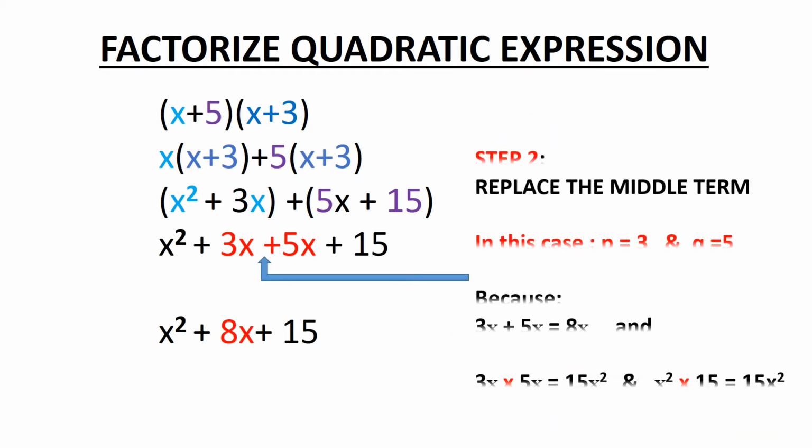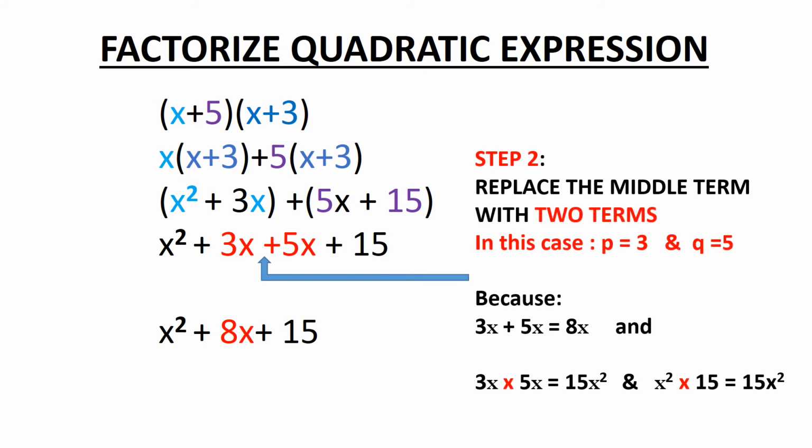Now, because we are replacing a term in x, we chose our values to be 3 and 5. We are replacing a term in x, so we use 3 and 5 as coefficients of 2 terms in x. So we will replace 8x with 3x plus 5x.